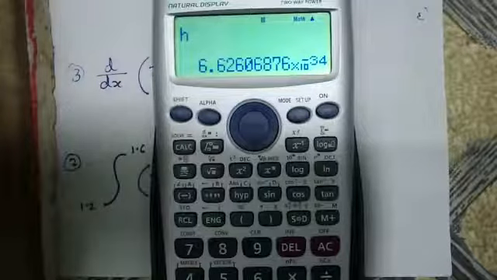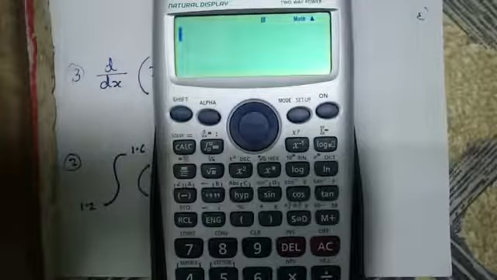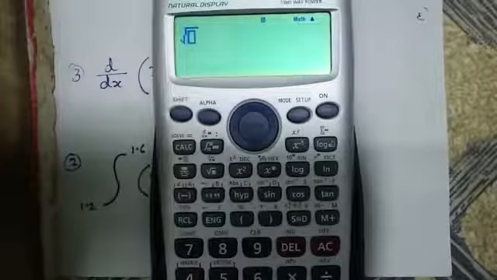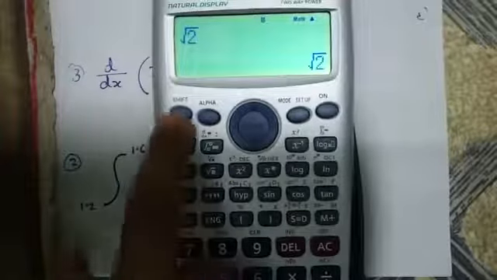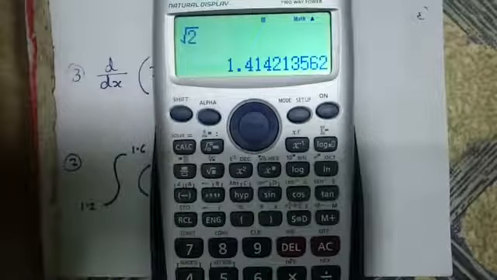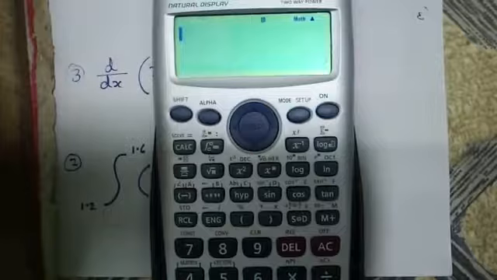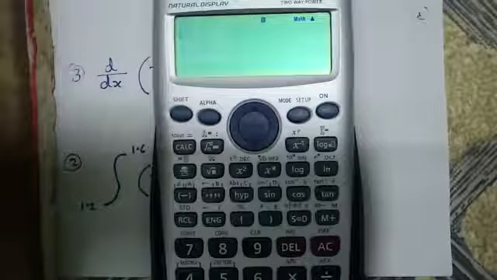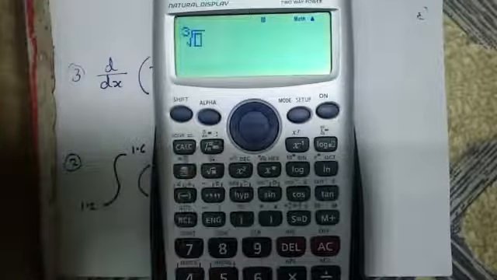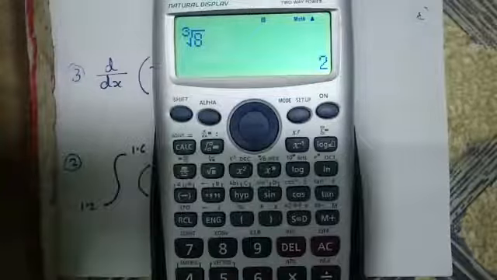13th feature is root calculations. I want to find out the square root of 2 using the root button, and shift and equals to, 1.414. We know the cube of 2 is 8, then the cube root of 8 must be 2. Let's check that out. Using shift and root, it would be cube root of 8 equals to 2.